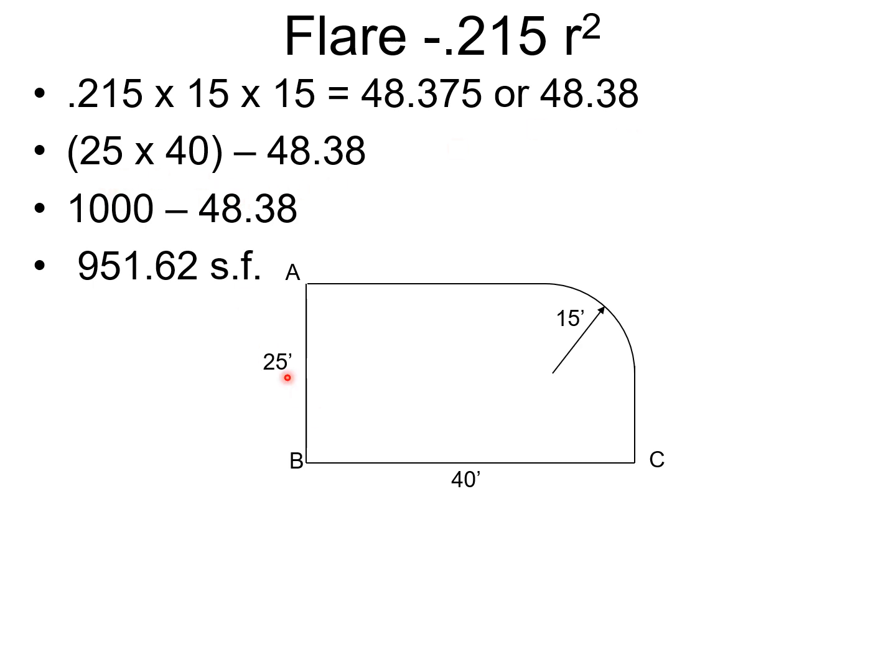Okay, so we have the 25 by 40. All right, that's pretty simple. We know that if that were a complete rectangle, it would be 25 by 40, which is 1,000. And then we're going to subtract the flare. No big deal. 1,000 minus 48.38 is 951.62 square feet. Well, that's pretty cool.